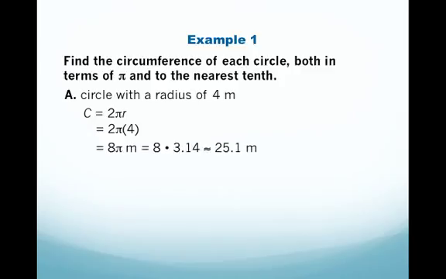So in terms of pi, the answer is 8 pi meters. When we multiply 8 times 3.14, which is pi, we approximately get 25.1 when we round it to the nearest tenth meters.